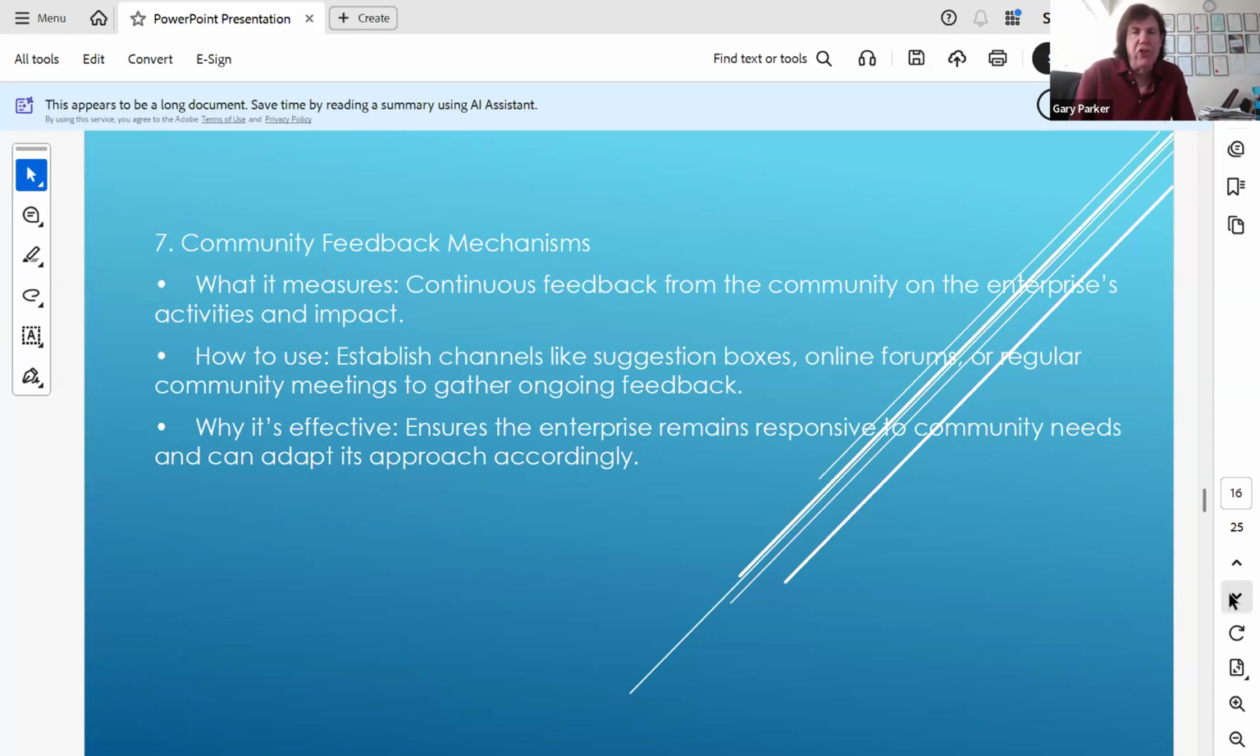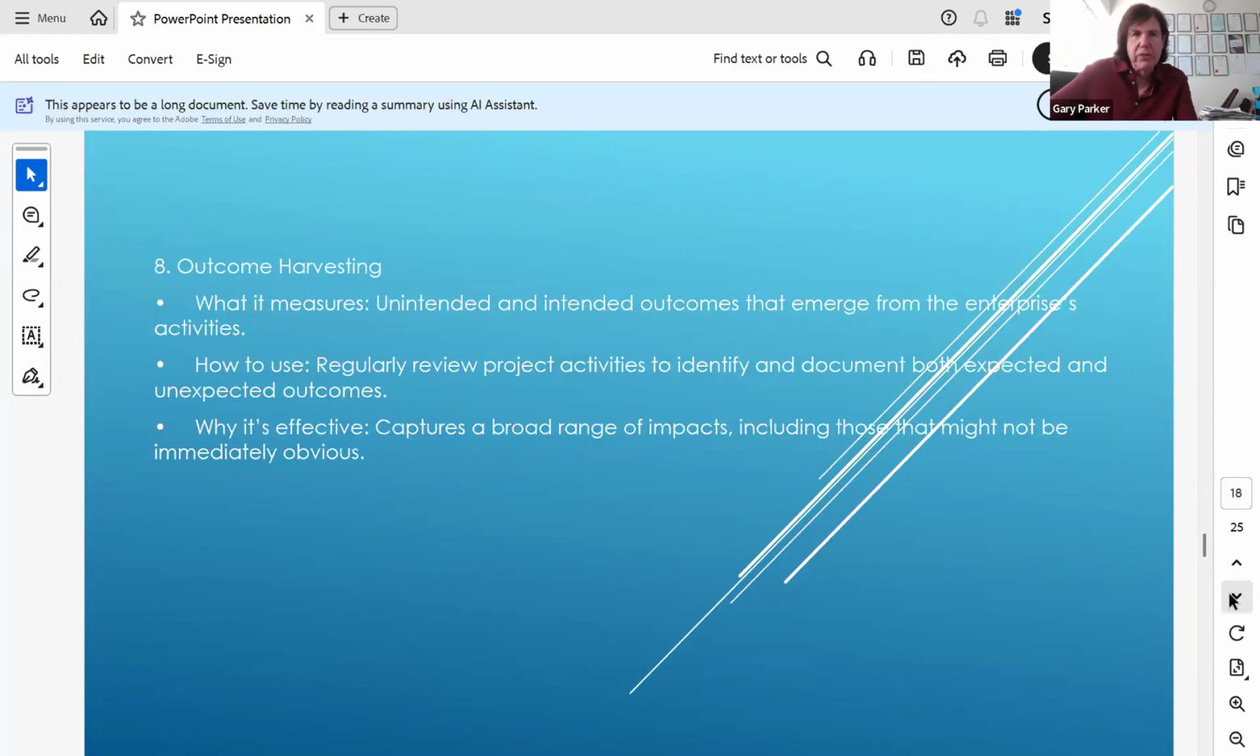And was used successfully by the organization in question. So let's move to the next one. This is called outcome harvesting. What this measures is unintended and intended outcomes that emerge from an enterprise's activities. I'll give you an example of this in a minute.